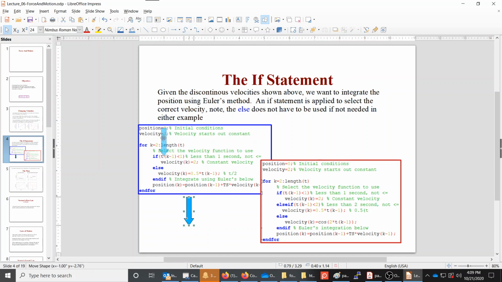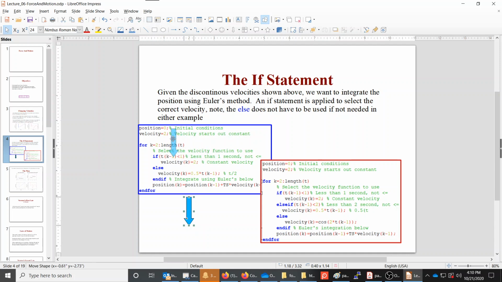And then from there, you just go on and do a standard integration using Euler's integration as we've done before. So the only thing that we're really doing new here is we're using an if statement to say if some certain instance occurs, then we use this velocity definition. Otherwise, we're going to use this other velocity definition. So we're using if statements. If statements are basically asking a question. If this is true, we're going to do the commands below that if. Otherwise, we're going to go to the else and do the things below that.